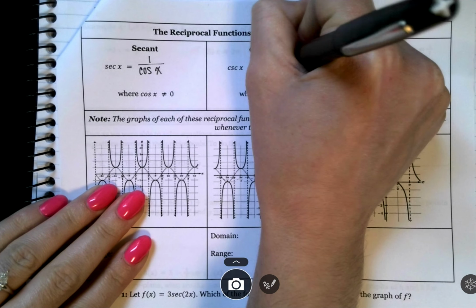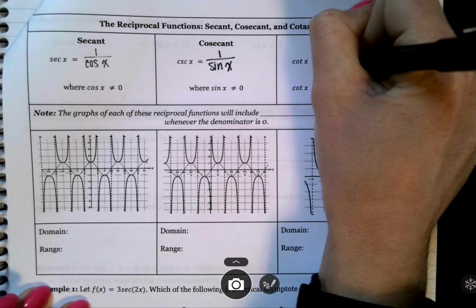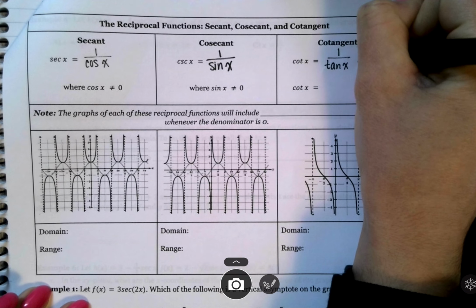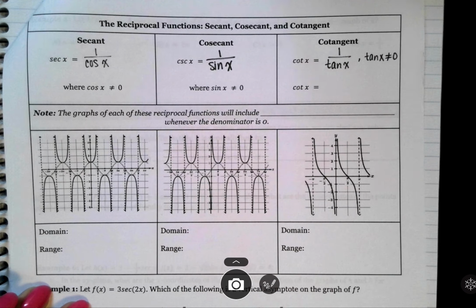Cosecant is the reciprocal of sine, so we have 1 over sine of x, where sine of x cannot be equal to 0. For cotangent, we actually have two ways that we can write this. We can write it as 1 over tangent of x, where tangent of x cannot be equal to 0. Or, since tangent by definition is sine over cosine, the reciprocal of that could be cosine of x over sine of x, where sine of x cannot be equal to 0.